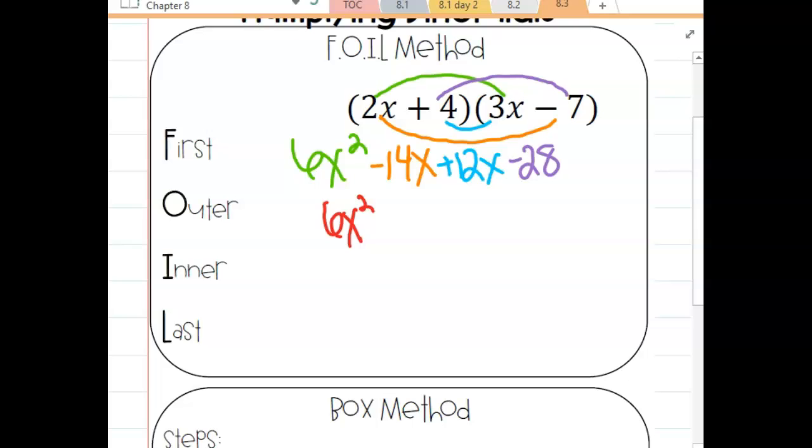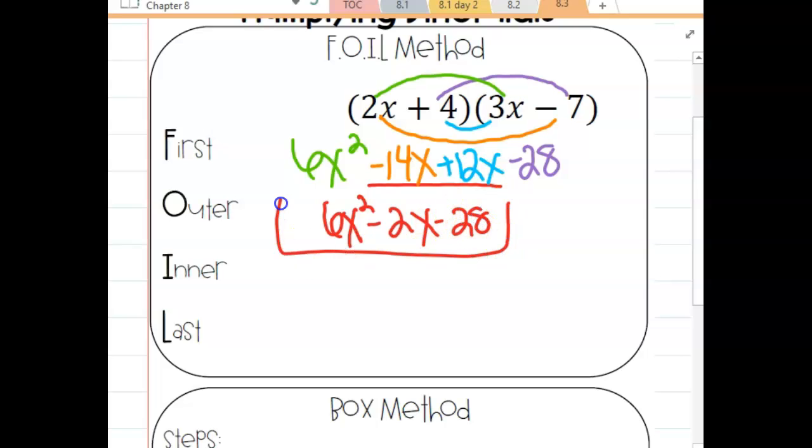But these middle terms, this negative 14x and plus 12x, the O, the outer terms, and the I, the inner terms, will almost always be able to be combined together. Not all of the time, but almost all of the time. So to combine these together, remember we're going to take negative 14 plus 12, which is negative 2x. And then my minus 28 will just come at the end.